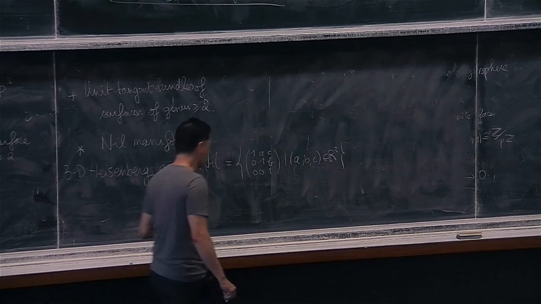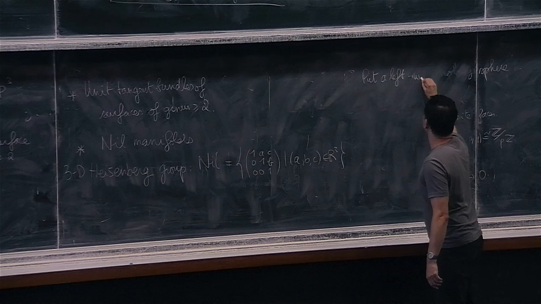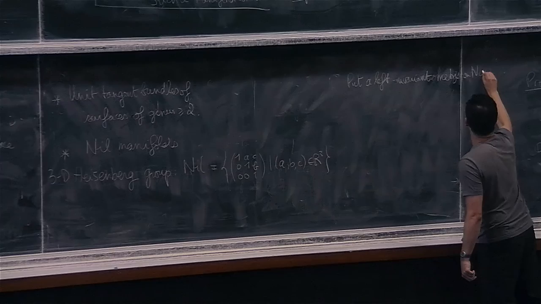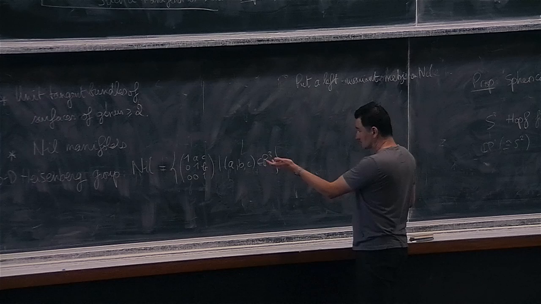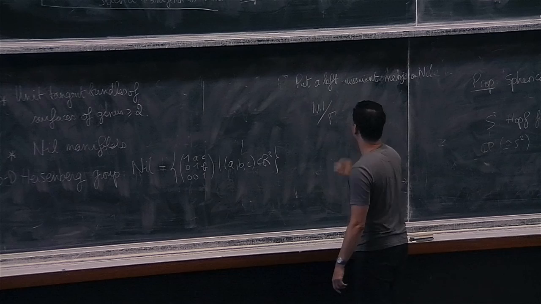And you can always put a left invariant metric on this group. For the moment, it doesn't matter which. And then nil manifolds, in this restricted setting, are just quotients of nil by discrete groups of isometries acting freely.